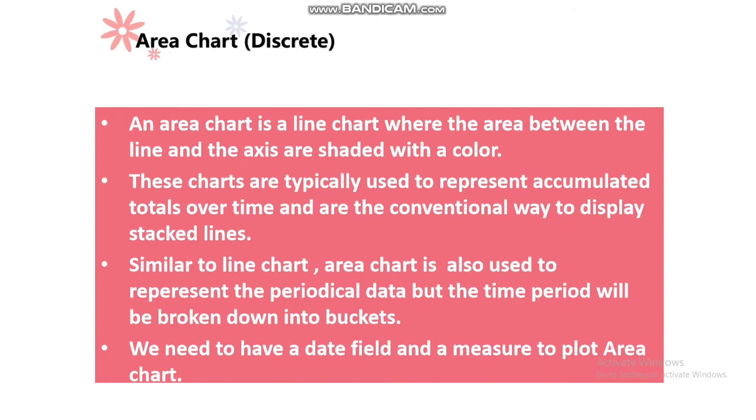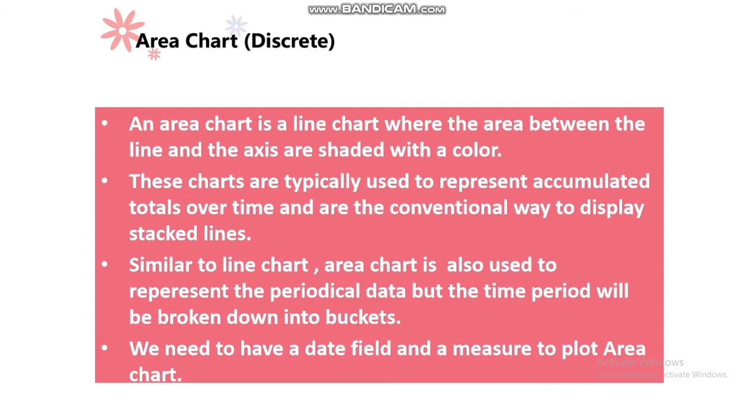An area chart is a line chart where the area between the line and axis are shaded with a color. In my previous video, I have already shown you how to create an area chart, which is a continuous area chart. In today's video, we are going to talk about area chart, which is discrete. These charts are typically used to represent accumulated totals over time and are the conventional way to display stacked lines.